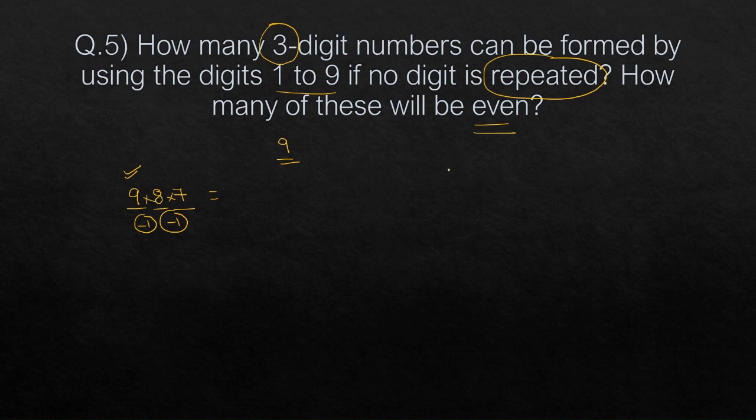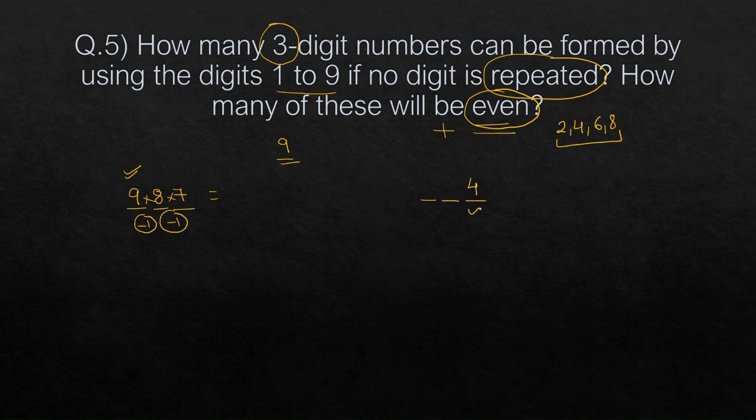How many of these will be even? This is the second part of the question, and to know how many of these will be even, we'll again draw 3 dashes, but now we'll start with the condition. In the second part, the condition is how many of these. So these 2 conditions have to be followed, but in addition, there is one more condition, that is how many of these will be even. So at the ones place, for the number to be even, out of 1 to 9 digits, how many are even? 2, 4, 6, 8. These 4 digits can make this number even.